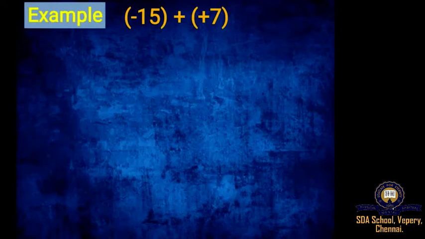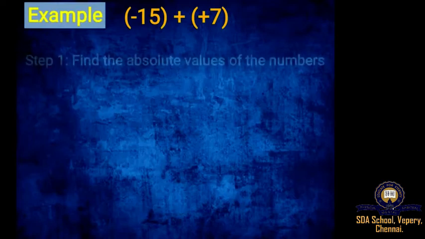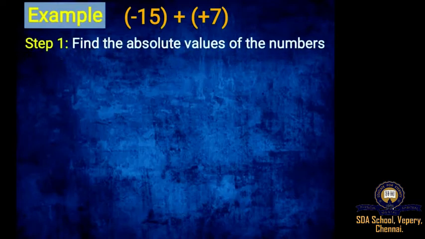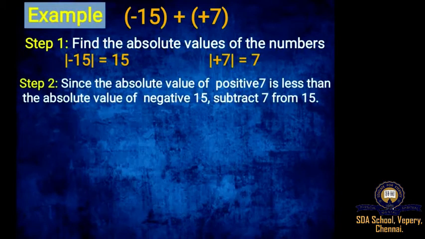-15 plus +7. When you look here, both the numbers have different signs. First, we have to find the absolute value of the numbers. The absolute value of -15 is 15 and the absolute value of +7 is 7. In the next step, since the absolute value of positive 7 is less than the absolute value of negative 15, we have to subtract the smaller absolute value from the bigger absolute value. So subtract 7 from 15. So 15 minus 7 will give you 8.